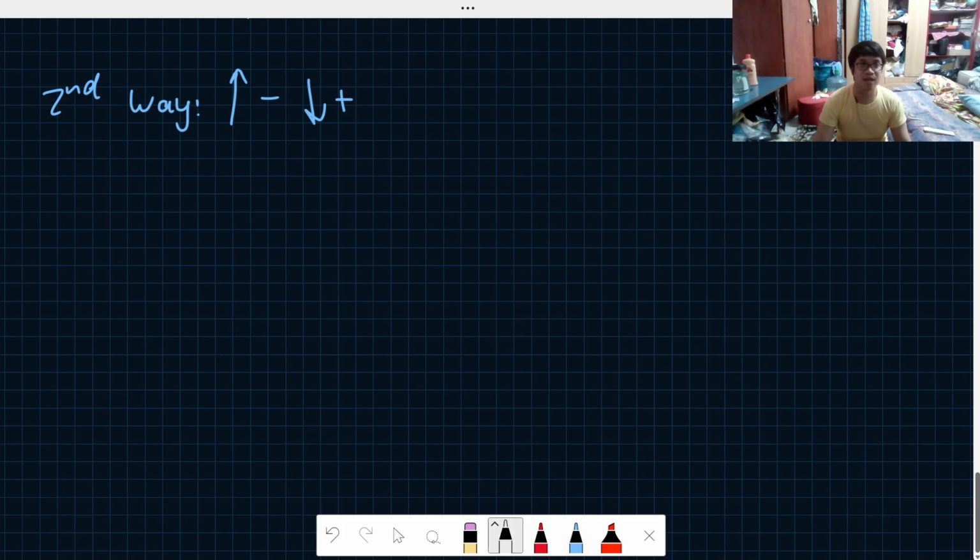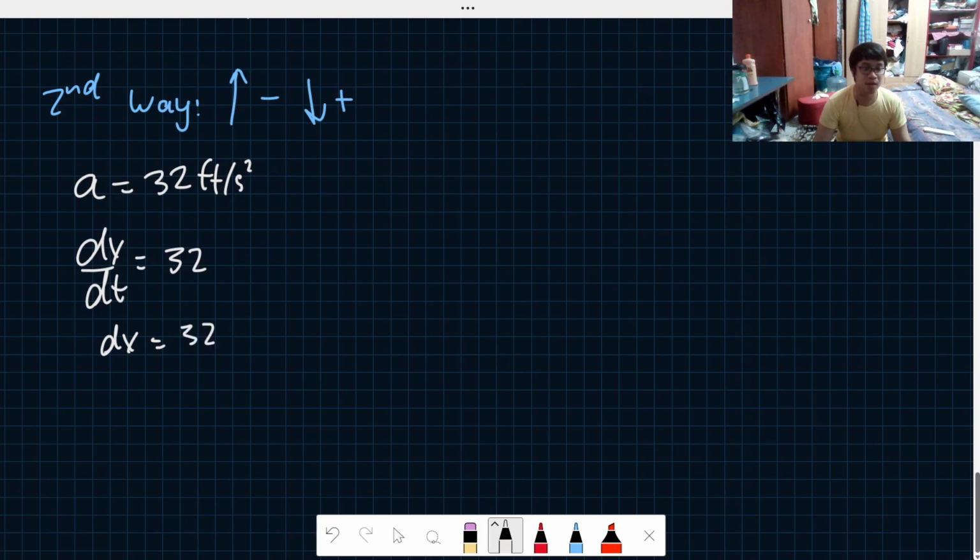So the second way: what goes up is negative, what goes down is positive. In that case, your acceleration is positive 32 feet per second squared. Now we solve for the velocity formula. You will get dv over dt is equal to positive 32. Disregard the units. Put dt beside 32, then integrate both sides. We will get v is equal to 32t plus c. That's basically your general solution.